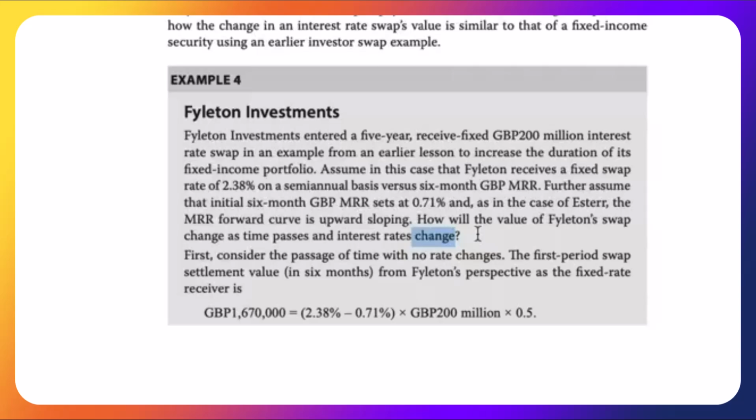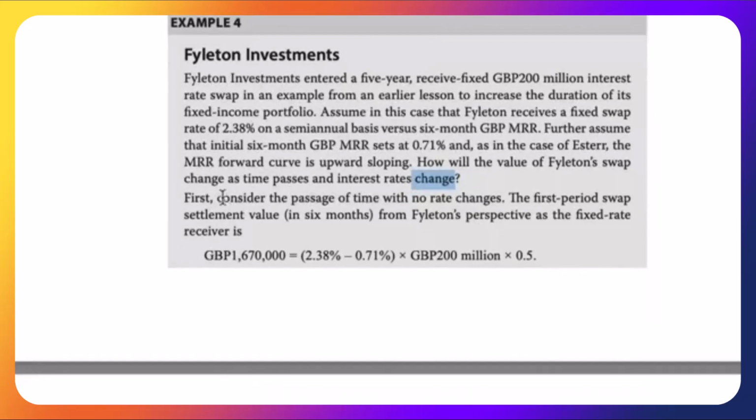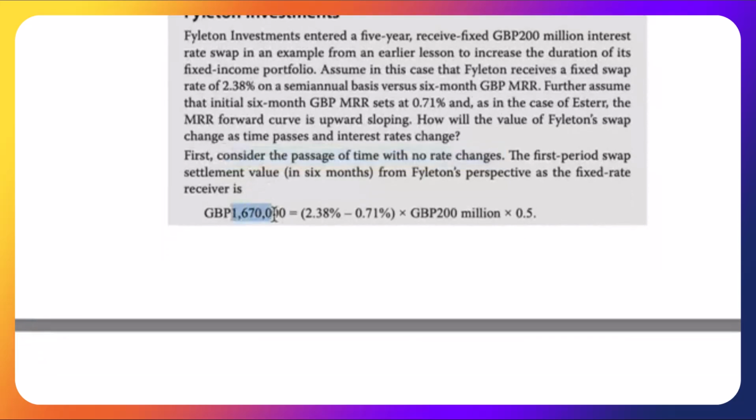Either way, we're going to have a gain if rates drop, but we will have a loss if rates rise. First, consider the passage of time with no rate changes. The first period swap settlement, from Peloton's perspective as the fixed rate receiver, is 1,670.